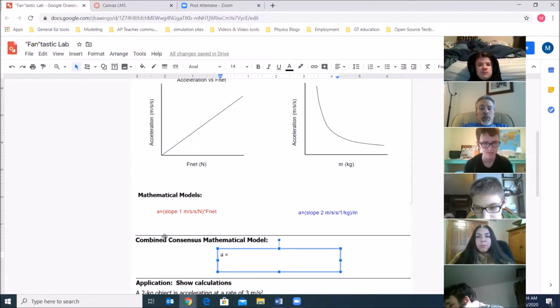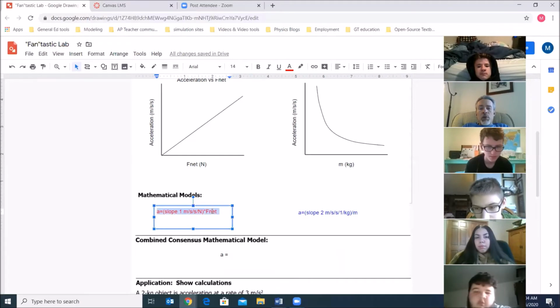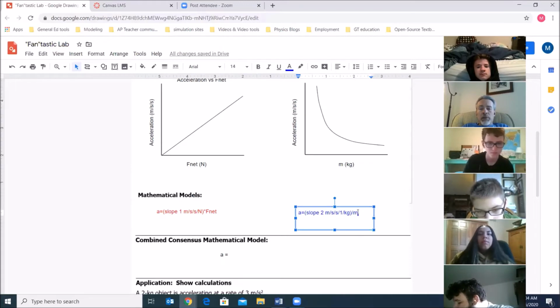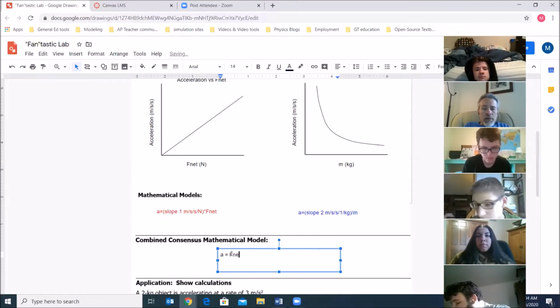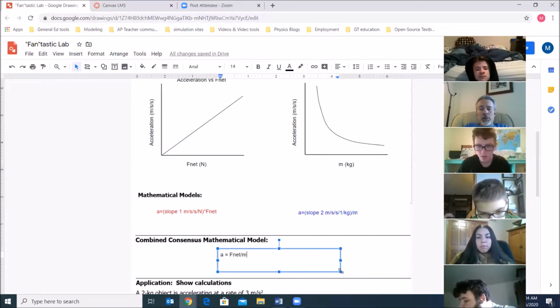Okay, now this is a little bit tougher. On the right-hand side, I see that it's directly proportional to the net force, that's the red, and it's inversely proportional to the mass, so over m. So what we get is the following. We get F net divided by m. That's the equation. That's the combined consensus model.